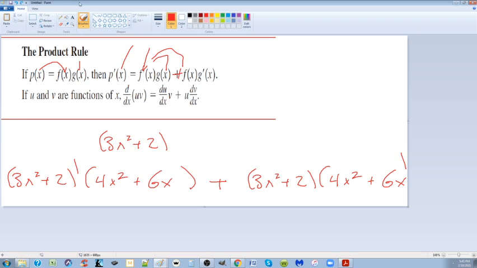So what's the derivative of this? 6x. That one's easy. So now I have 6x times this entire thing here. I can simplify it or not. Now I must do the derivative of this one. What's the derivative of this one? It's 8x plus 6. So right there, because it's two terms, I should probably still keep it in brackets.